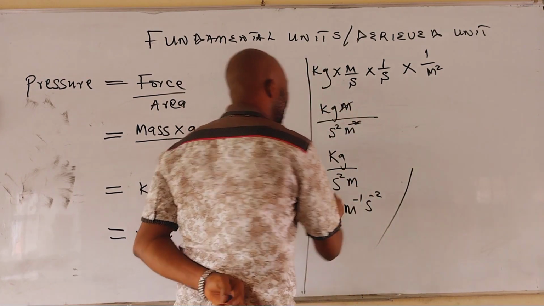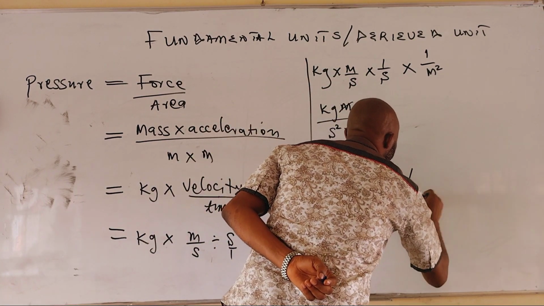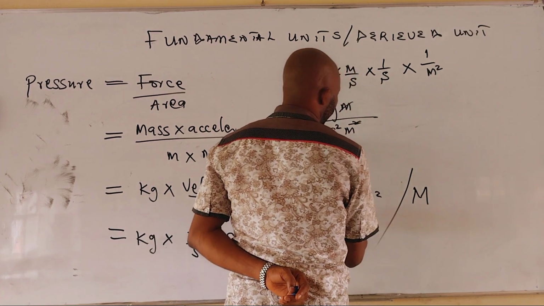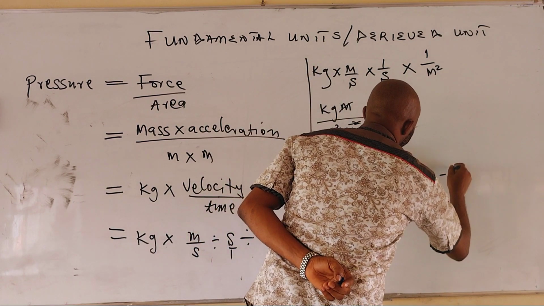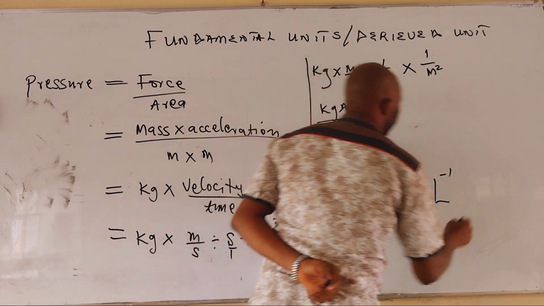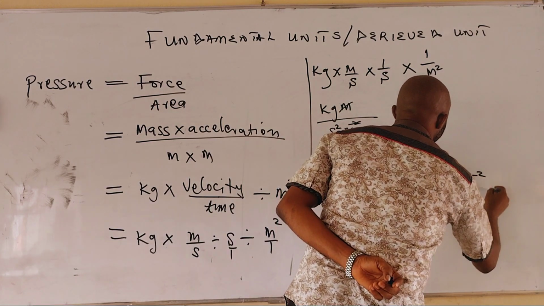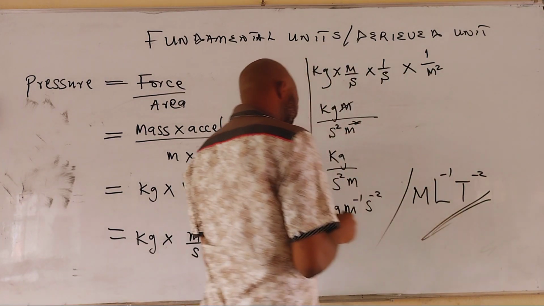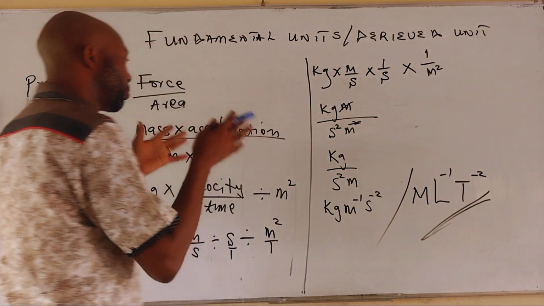Therefore, the dimension: kg is mass, meter is length, minus 1, time is minus 2. This becomes the dimension for pressure.